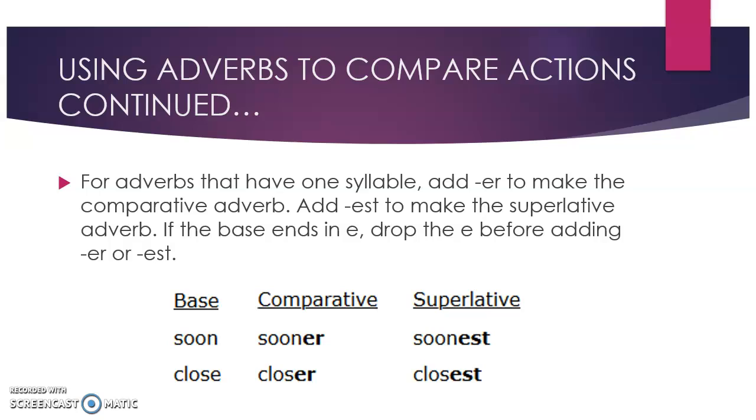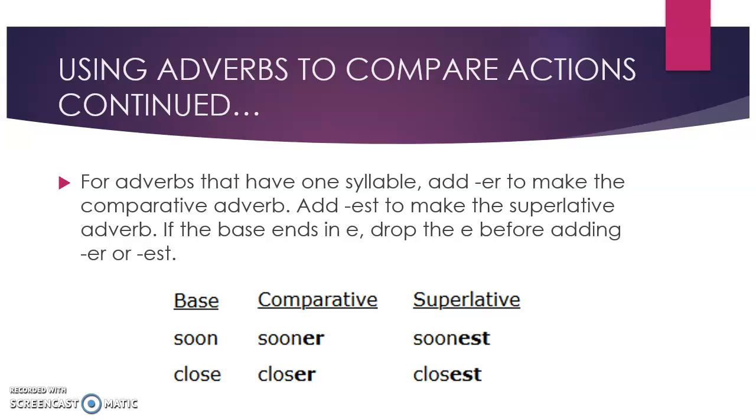Okay, so using adverbs to compare actions, continued. For adverbs that have one syllable, add er to make the comparative adverb. Add est to make the superlative adverb. If the base ends in e, drop the e before adding er or est. So the base word would be soon. The comparative is sooner. The superlative is soonest. All right, let's look at close. The comparative is closer. The superlative is closest.